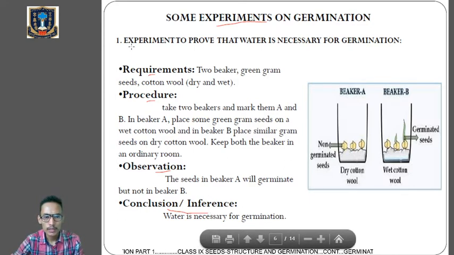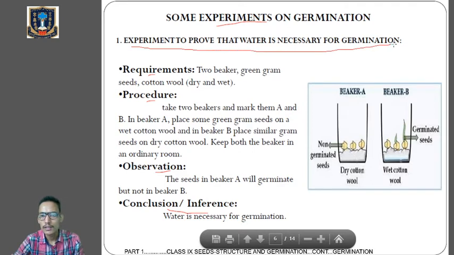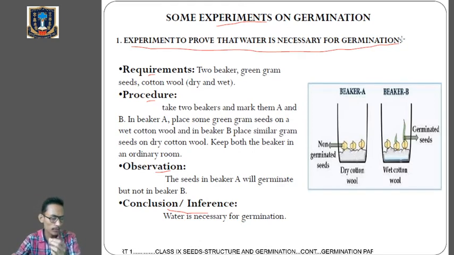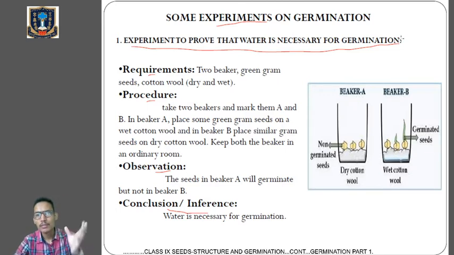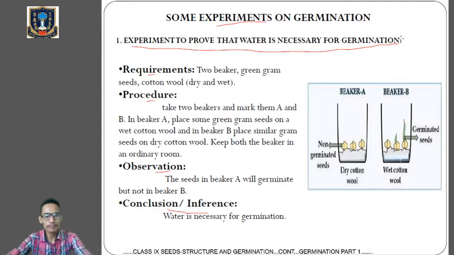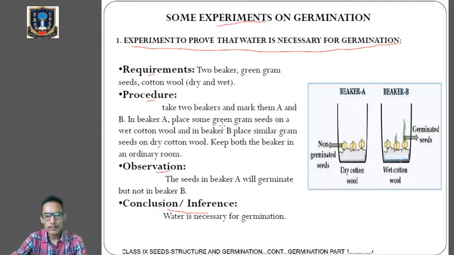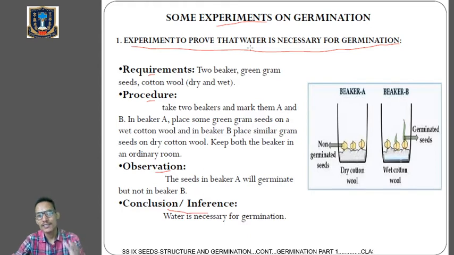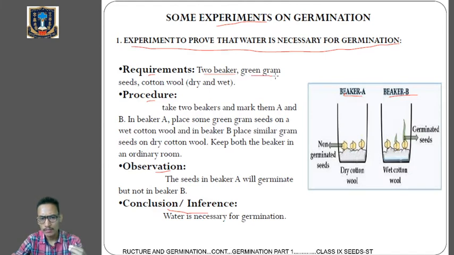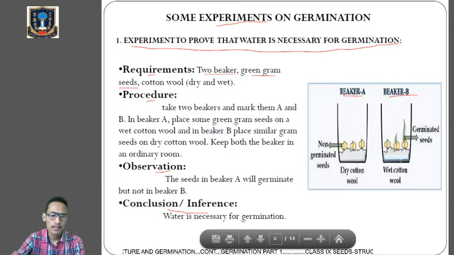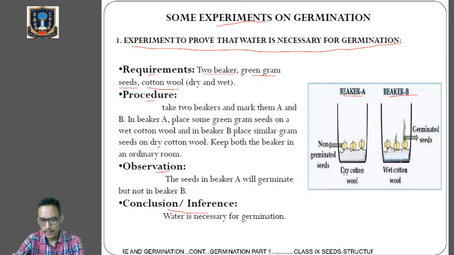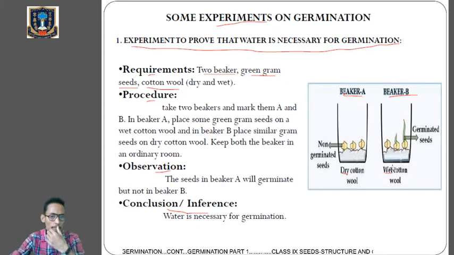So we will try to prove that water is necessary for germination. I have told you to go to page number 50. We have this topic, some experiments on germination. Clear? So first, what are the things that we require to prove that water is essential or necessary for germination? First one, requirements. We require two beakers. You can see over here, beaker A and beaker B. Then we need gram seeds, green gram seeds, or any other seeds you can take. Then cotton wool. One must be dry and one must be wet cotton wool. Clear? So one dry cotton wool and one wet cotton wool.